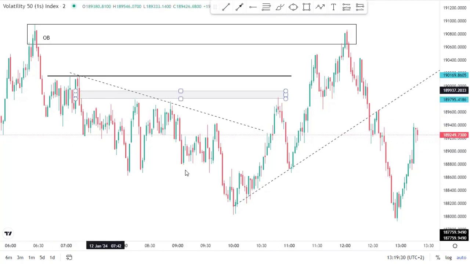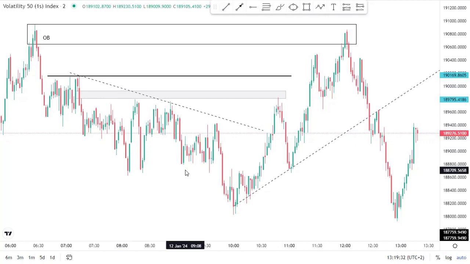So what normally happens in an imbalance is that the market retraces, just tests the imbalance, and goes in that direction. That's why you see I had this in place. After the market tested the imbalance, the market reversed and went down.